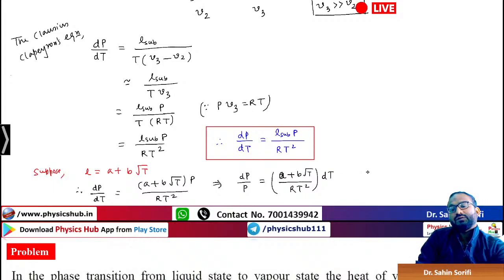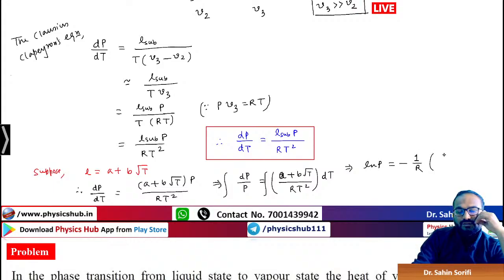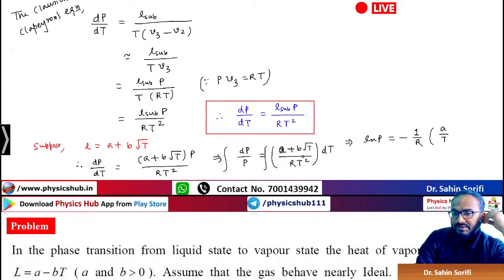If I take integration on both sides, then what you get, dP by P is ln P, and A by R T square dT. So it is minus 1 by R, let's say we are taking common, A by T will come, and you see this B T to the power half minus 2, minus 3 by 2. So this will come out to be minus 2B by T to the power half. Minus we have taken, so it becomes plus some constant.